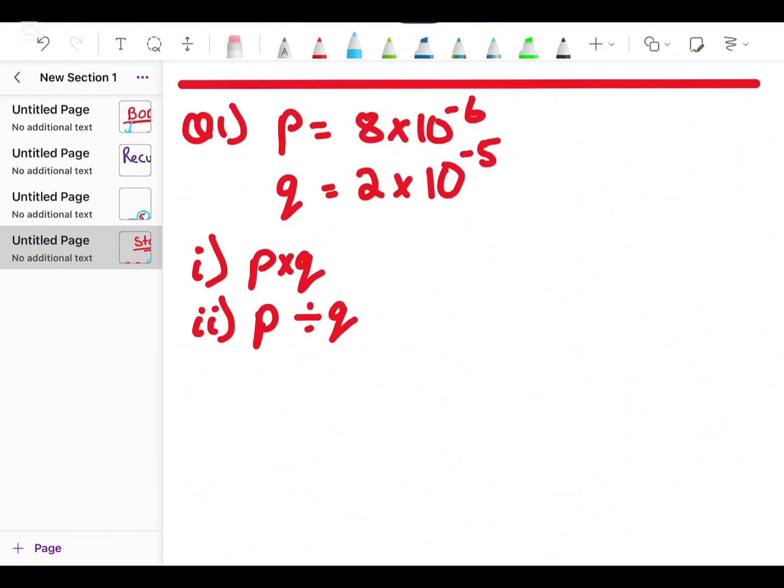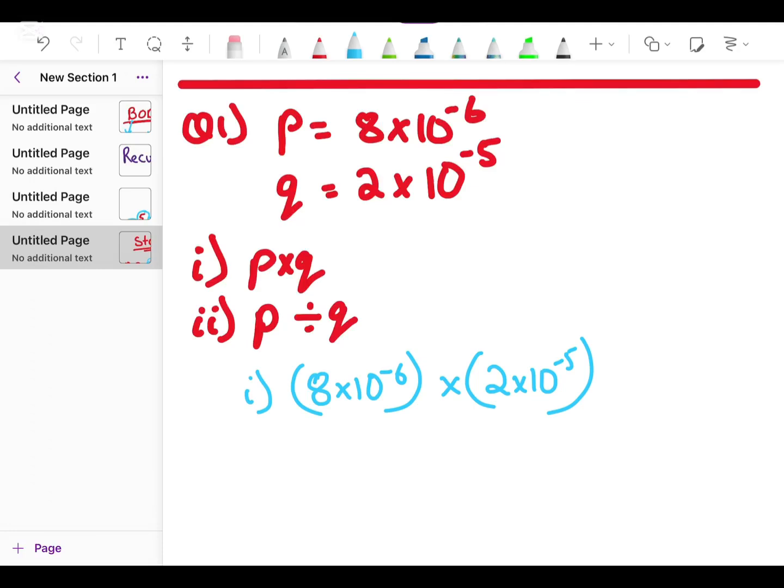I have already uploaded the video of indices, so please go through that video, but it's very important. You will see some rules applying of indices in this question as well. Part number 1, p is 8 multiplied by 10 raised to the power minus 6 multiplied by 2 multiplied by 10 raised to the minus 5.